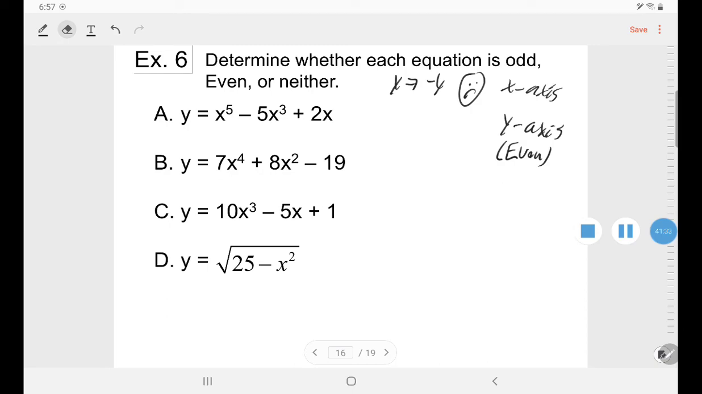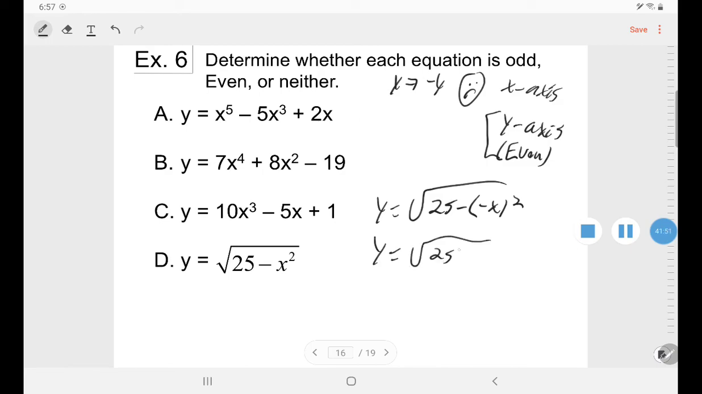So I'm going to take y equals square root of 25 minus negative x squared. Again, I'm doing the test for y-axis symmetry. I'm replacing x with negative x. The 25 stays. This negative right here may or may not stay because, let's see, a negative x squared turns positive, and then positive times a negative. I see that's exactly the same thing I started out with, so this is an even function.